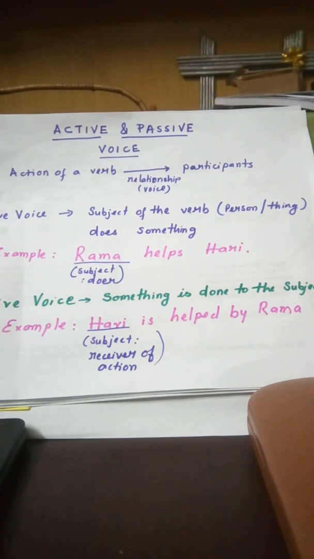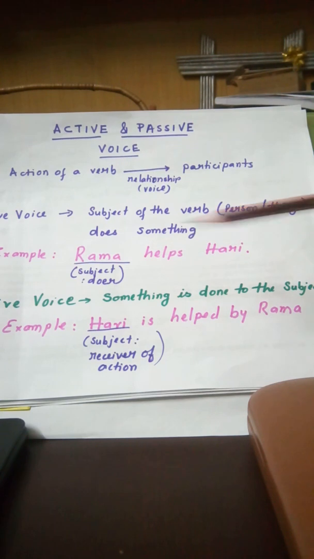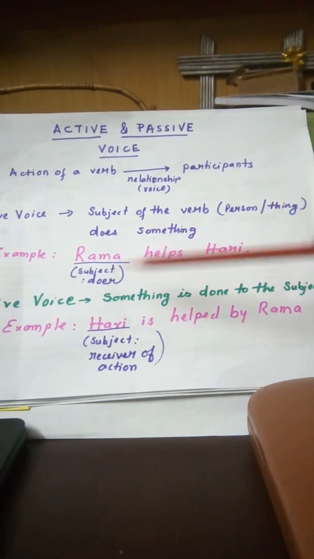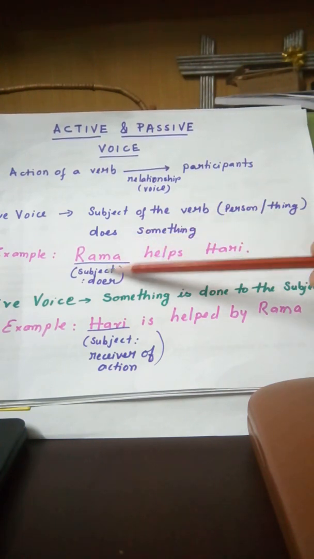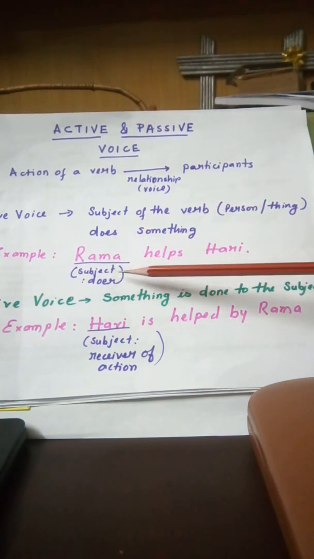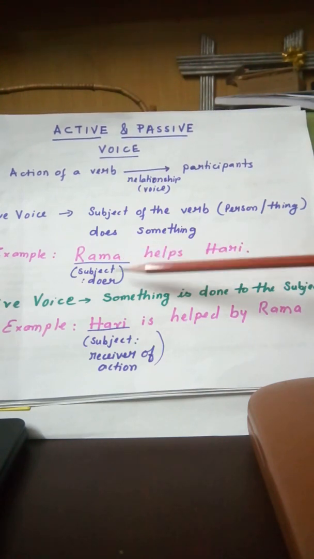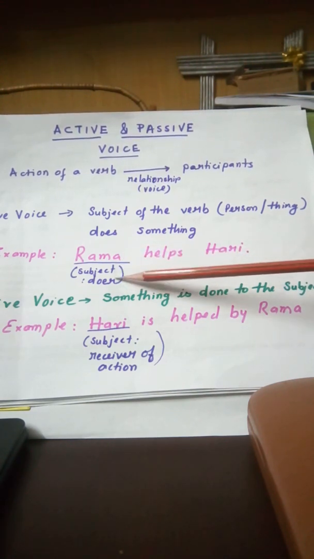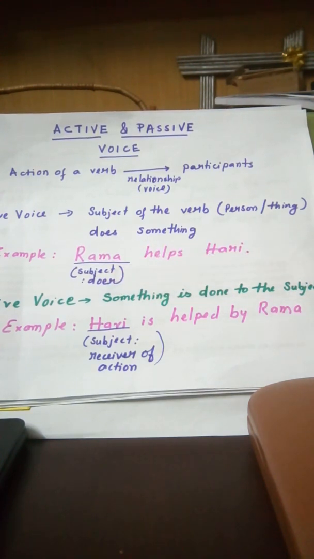For example, Rama helps Hari. Now, which is the subject? Here Rama is the subject, is doing something. What is he doing? He is helping Hari. So here the subject is a doer, is active in this sentence, not dormant, is active. Hence he is the doer. Hence this sentence is said to be in active voice.